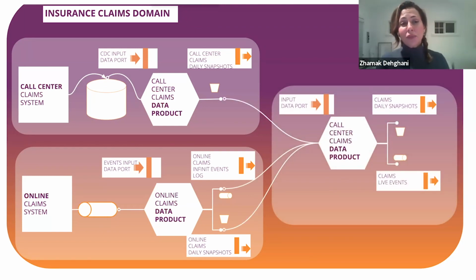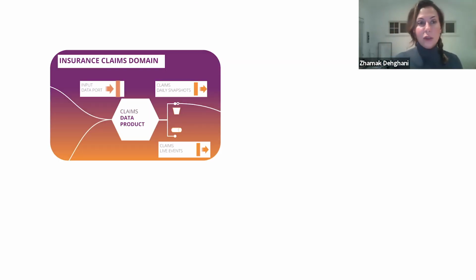And not everybody wants to deal with these different types of claims independently. Maybe some applications do, or some machine learning models do, or some reports do. But we also think the claims domain would be nice to have an aggregate claims that aggregates data from these two, and have a data product that provides claims as a whole, regardless of where the source is.